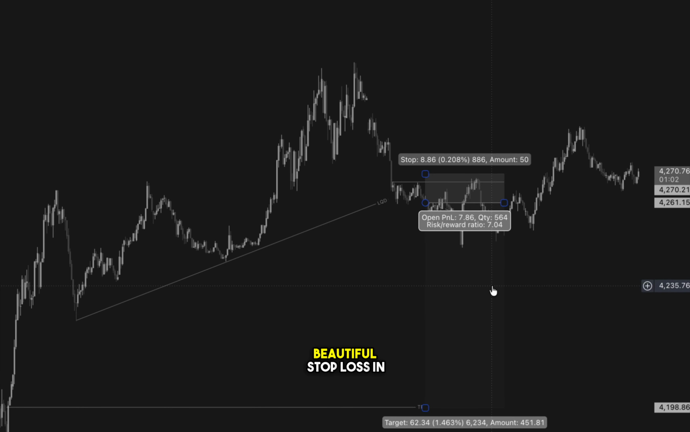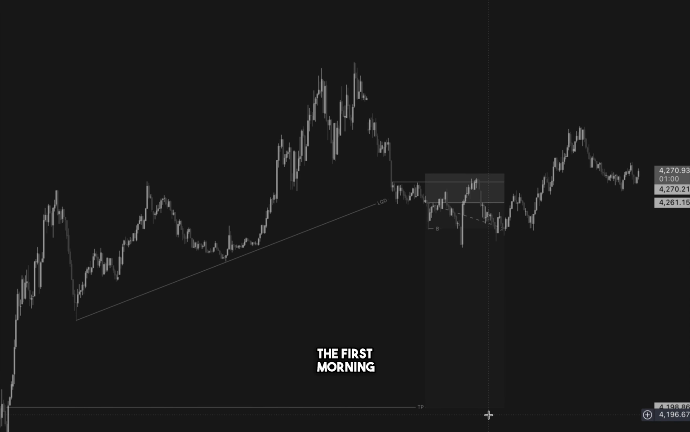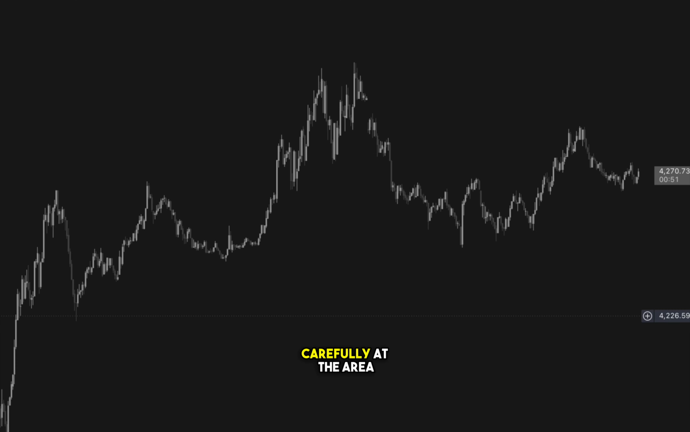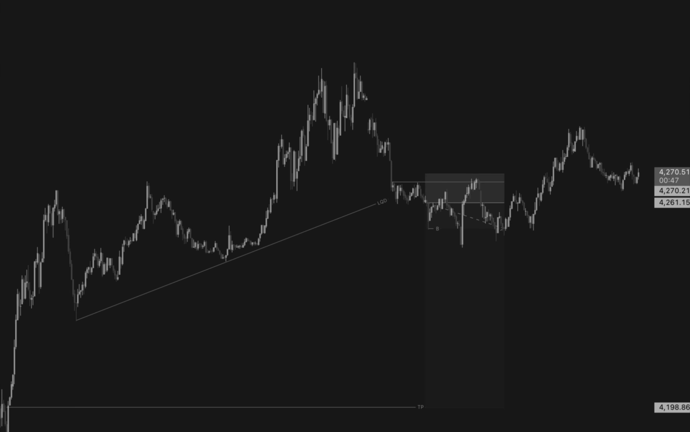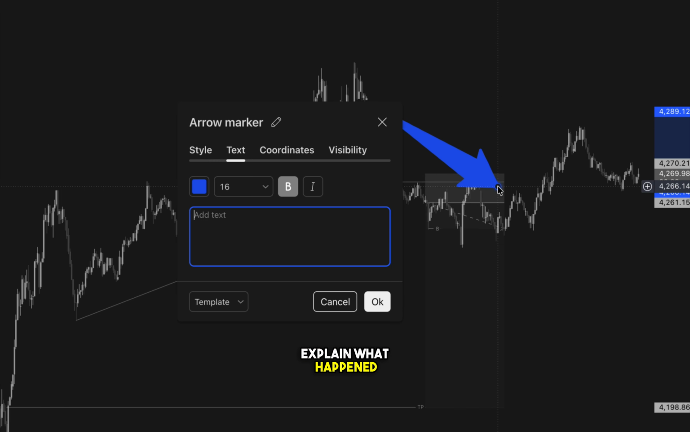So we did take a beautiful stop loss in the first morning trade, and now we are looking to take our pre-New York trade. So how do we work around this? If you look carefully at the area that price just liquidated us on, right? Just carefully look at this area. This is an area of valid resistance and support.